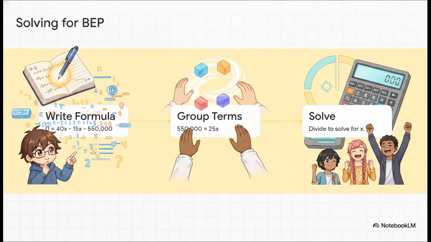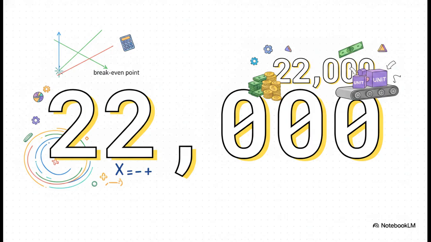That gives us 550,000 equals 25x. Finally, we just divide to solve for x. And beautifully, the algebra brings us to exactly 22,000 units. That's the exact number of units we need to sell to break even for this specific scenario.